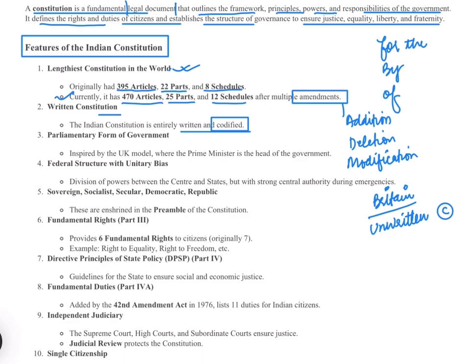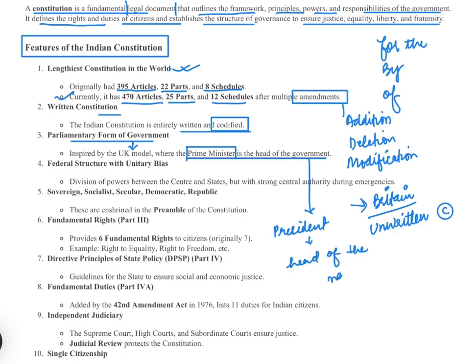Okay, third one is the parliamentary form of government. The parliamentary form of government is inspired by the United Kingdom's model, the Britannica model, where the prime minister is the head of the government. The president is the head of the state or nation, you can say head of the country, but the head of the government is the prime minister. The president is also known as de jure and the prime minister is also known as de facto.